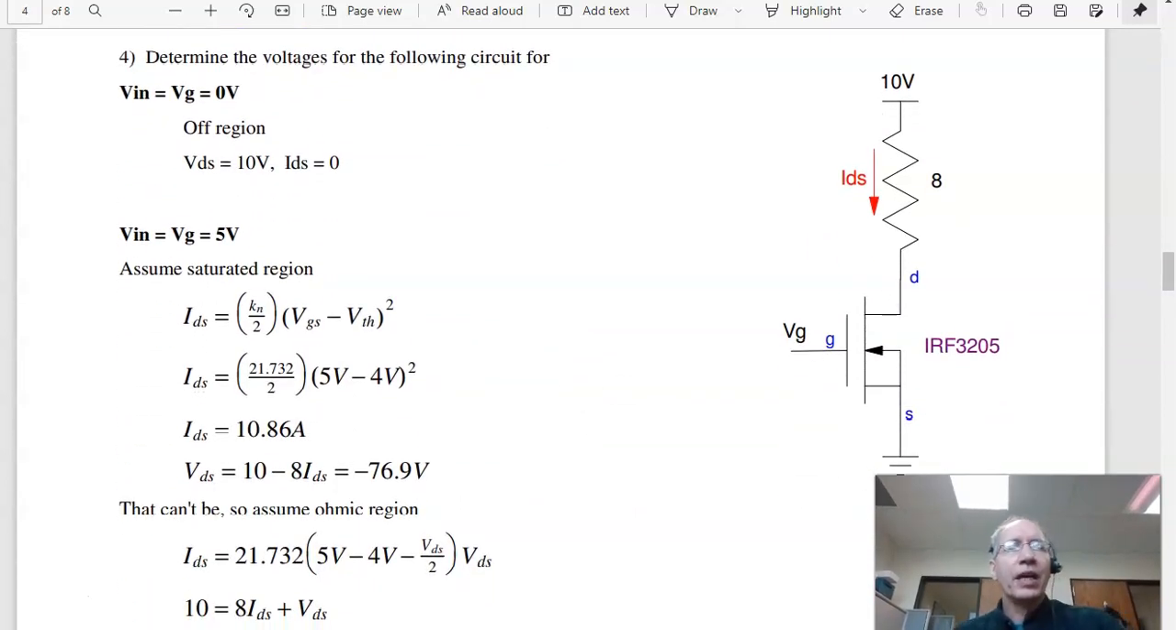Repeating what we did before, if I have 0 volts and 5 volts, calculate the voltages. 0 volts is pretty clear. It's off. 0 is less than 4 volts. There's no channel, no current.